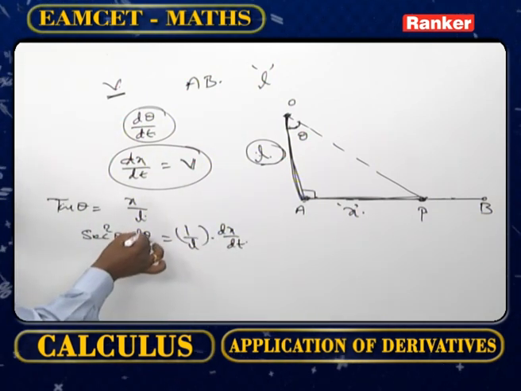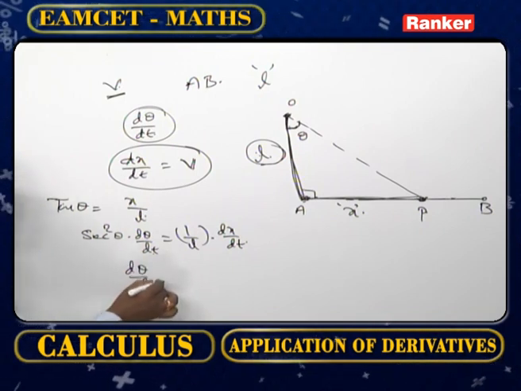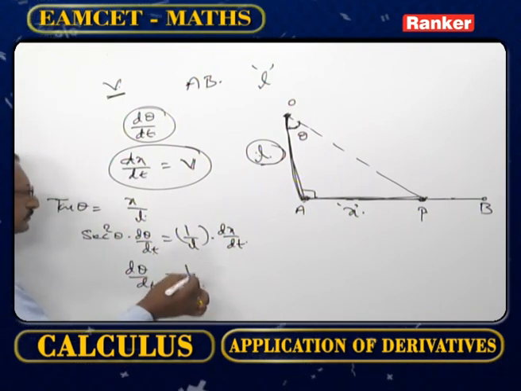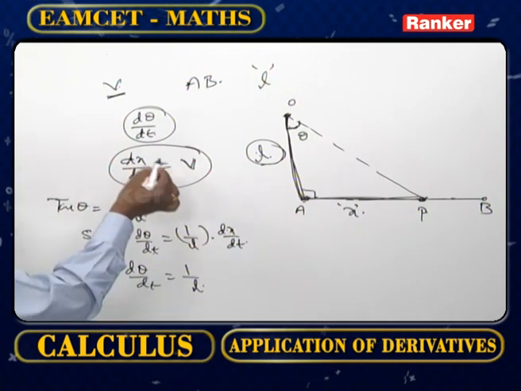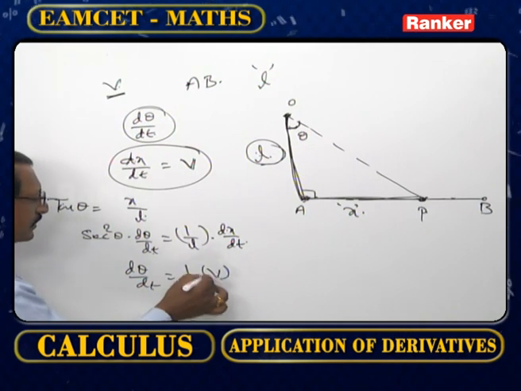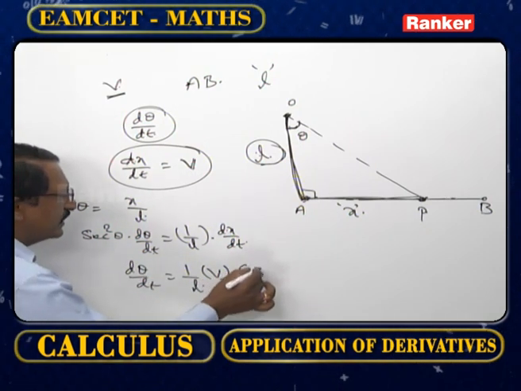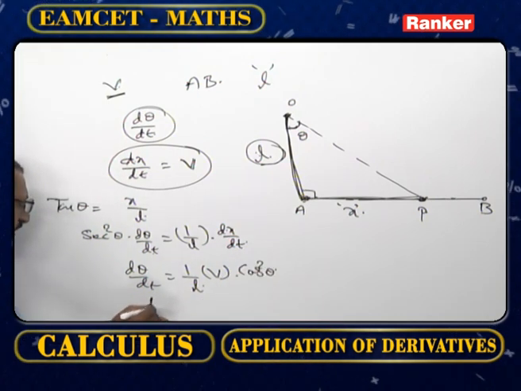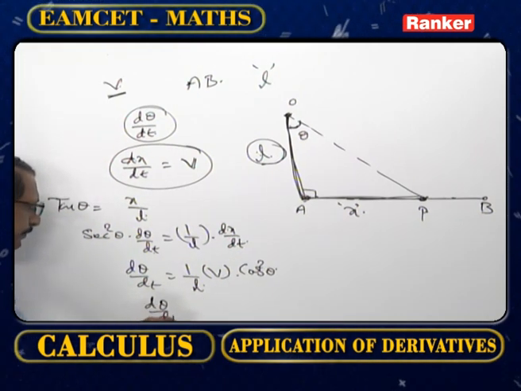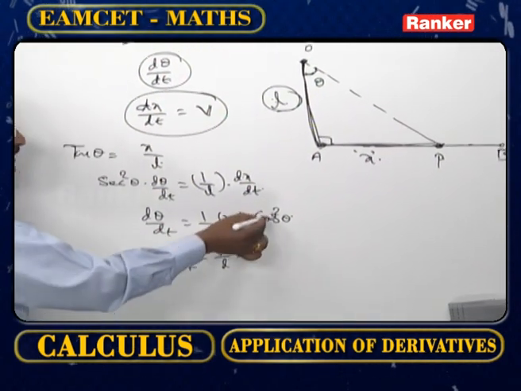Now we require d theta by dt, which equals 1 by L into dx by dt. Given dx by dt equals v, into 1 by secant square theta, or cos square theta. Now d theta by dt equals v by L into cos square theta.